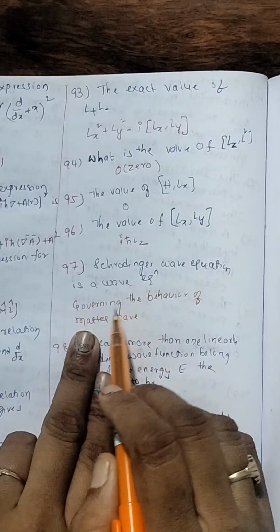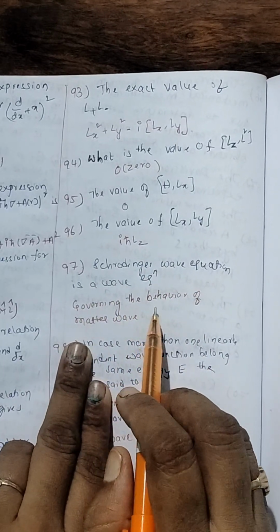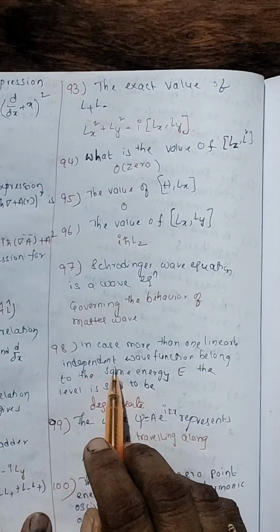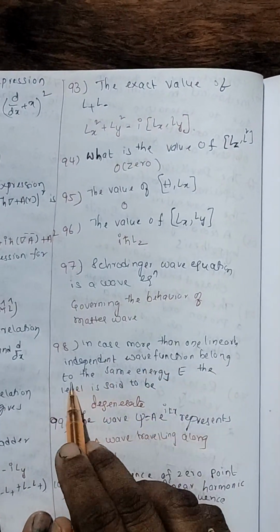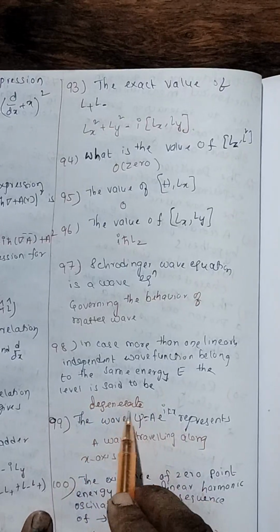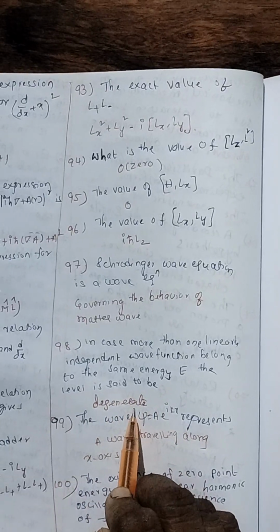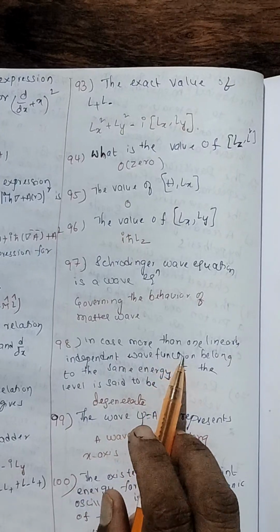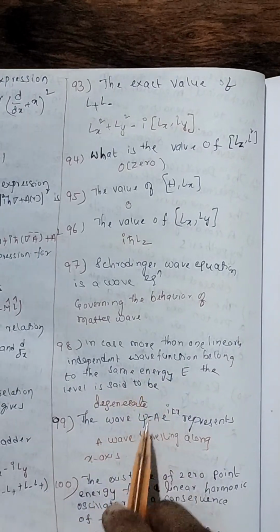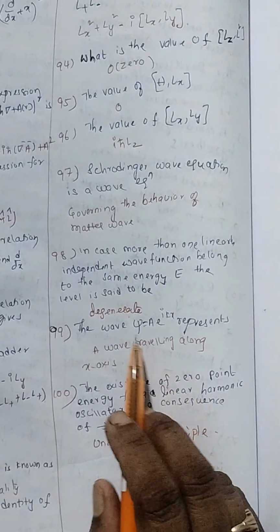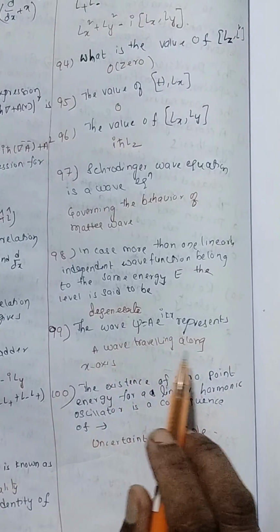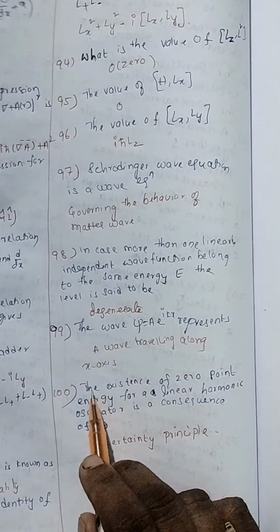Schrodinger wave equation is a wave equation governing the behavior of matter waves itself only. In case of more than one linearly independent wave function belonging to the same energy, the level is said to be degenerate. What is degeneracy? More than one linearly independent wave function belongs to the same energy E level. The wave psi equal to A e to the power of ikx represents a wave traveling along positive x-axis.